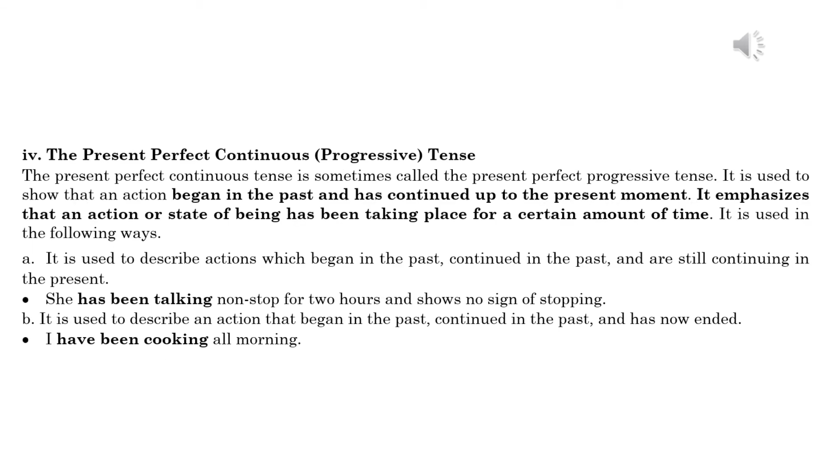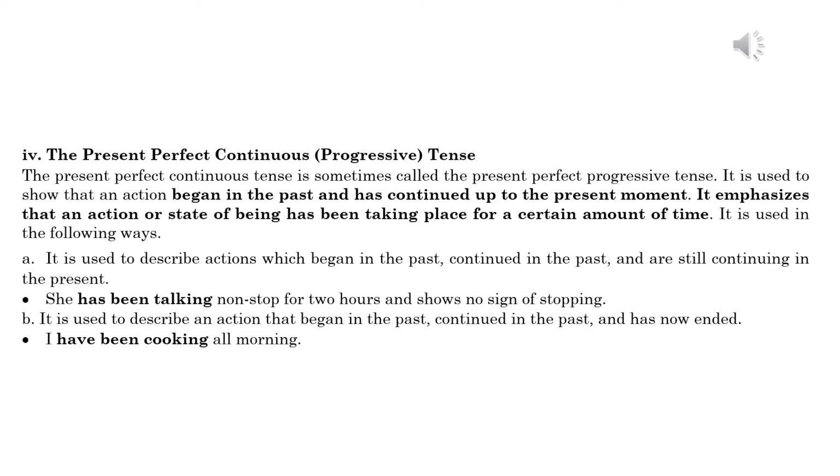4. The present perfect continuous or progressive tense. The present perfect continuous tense is sometimes called the present perfect progressive tense. It is used to show that an action began in the past and has continued up to the present moment. It emphasizes that an action or state of being has been taking place for a certain amount of time. It is used in the following ways.